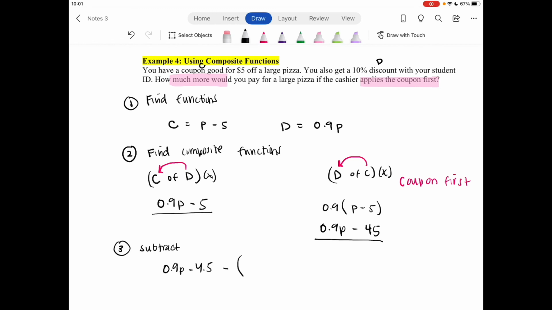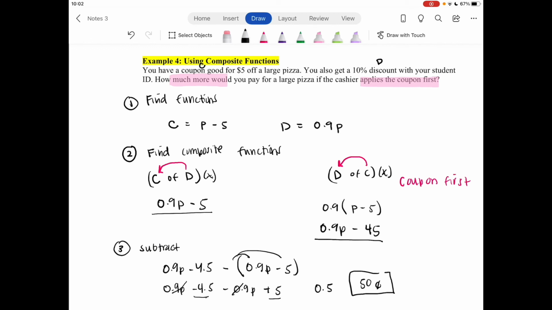and we're going to subtract the second option, which was 0.9p minus 5, distribute that negative, so 0.9p minus 4.5 minus 0.9p plus 5. Our p's cancel out, combine those like terms, and we're left with 0.5, which means that they're really saving 50 cents if they apply the coupon before they apply the discount.